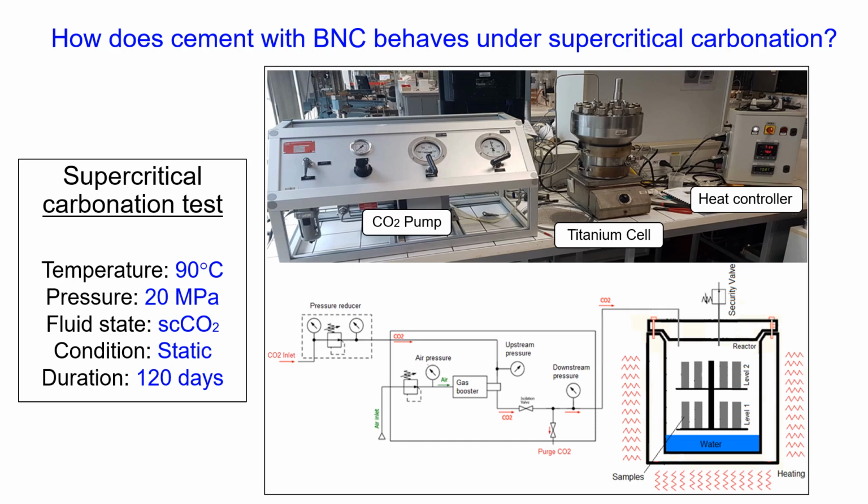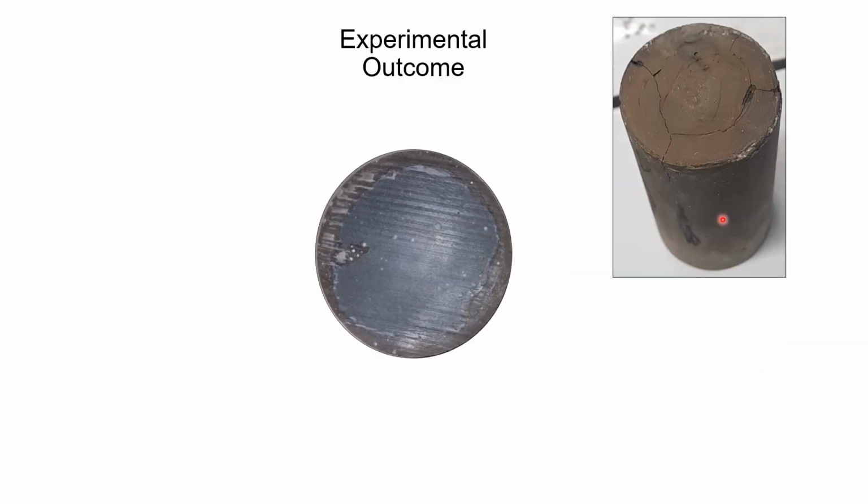This allows the samples to be in a supercritical CO2 environment. Carbonation changes the surface color of the sample from gray to brown, and some cracks can also be observed in some of them. In a cross-section of the specimen, we can see the degradation process.